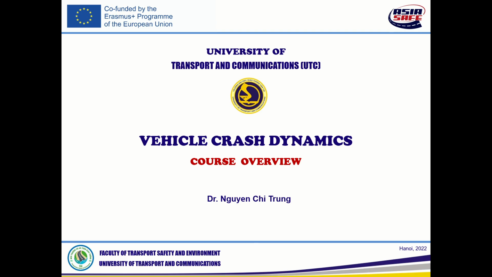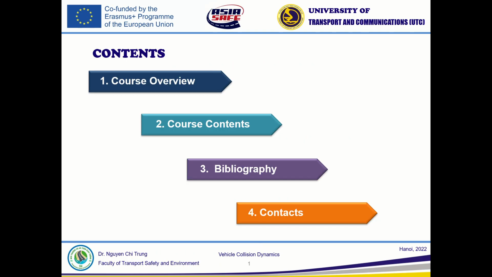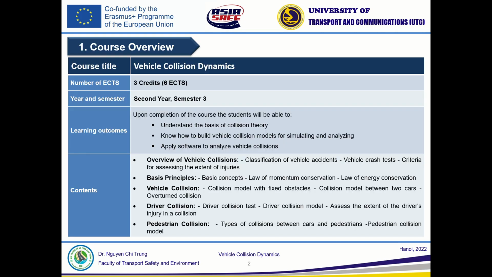Today, I would like to present an overview of the course, Vehicle Crash Dynamic. There are 4 parts of the course. Part 1, the course overview. Vehicle Dynamic Crash is the specialized course taken in the second year of the third semester. The duration of the course is 3 credits, equivalent to 6 ECTS.